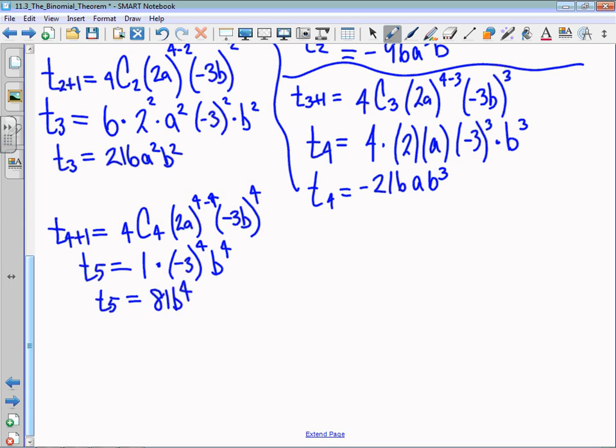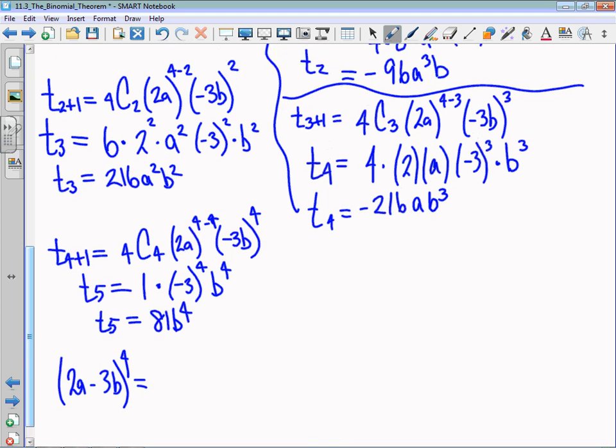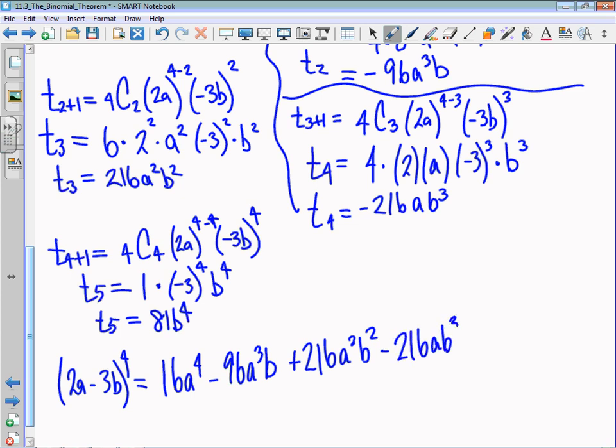Now, I'm going to write out that expansion. We can say that 2a minus 3b to the power of 4 is equal to, and I know I just got rid of term 1, but I remember it. It was 16a to the power of 4. Term 2 was negative 96a cubed times b. Term 3 was plus 216a squared b squared. Term 4 was negative 216ab cubed. And then finally, term 5 is positive 81b to the power of 4.